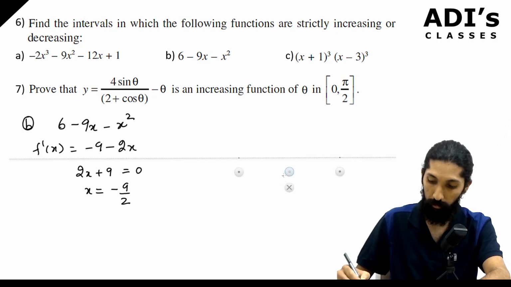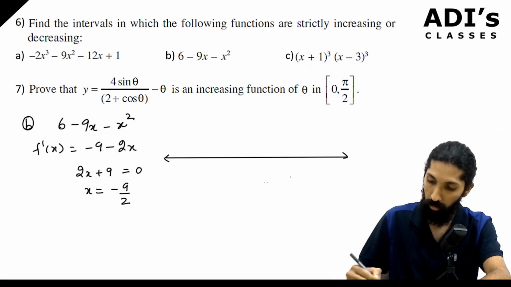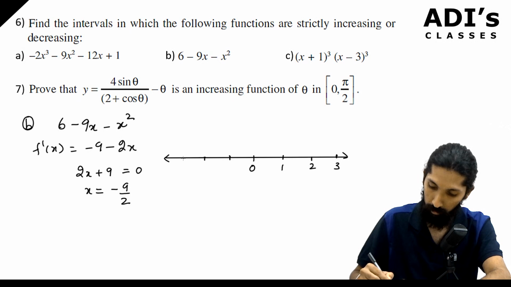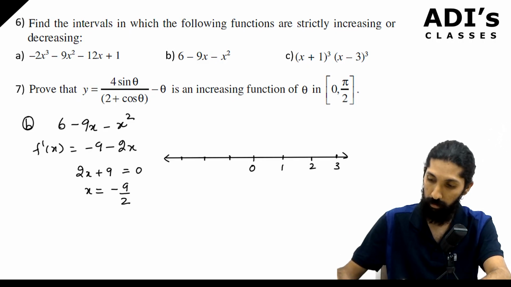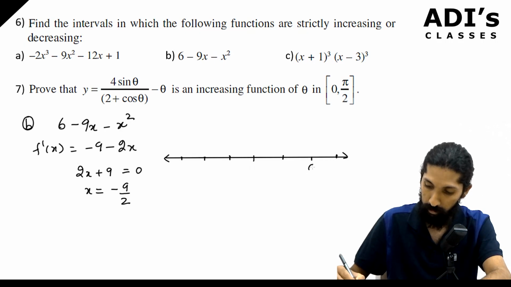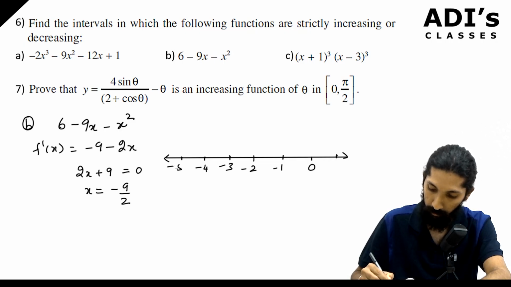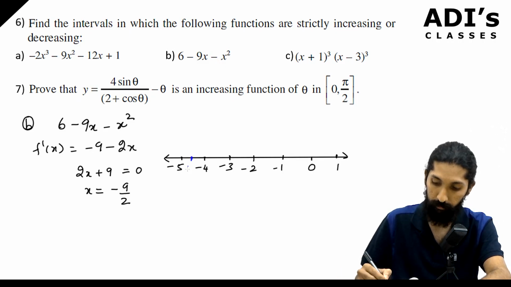So now again, you're going to take the number line. This is 0, 1, 2, 3, minus 1, minus 2, minus 3. Okay, so minus 9 by 2 is minus 4.5, isn't it? So I think it's better if you take the numbers a little bit this side. All right. Say this value, we'll call it as 0. 1, 2, minus 3, minus 4, minus 5. Say this is 1. Now minus 4.5 is somewhere here, correct? Minus 9 by 2.